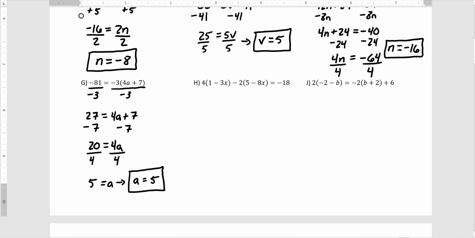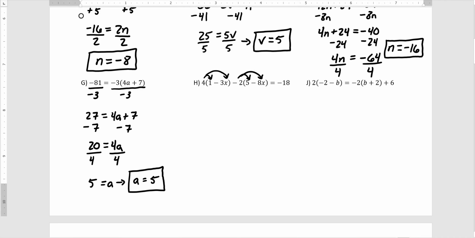So in my final answer, I'll have a equals 5 there. Awesome. All right, let's see how we did on letter H. Looking at letter H here, I would start by distributing this 4 and distributing this negative 2 into everything.